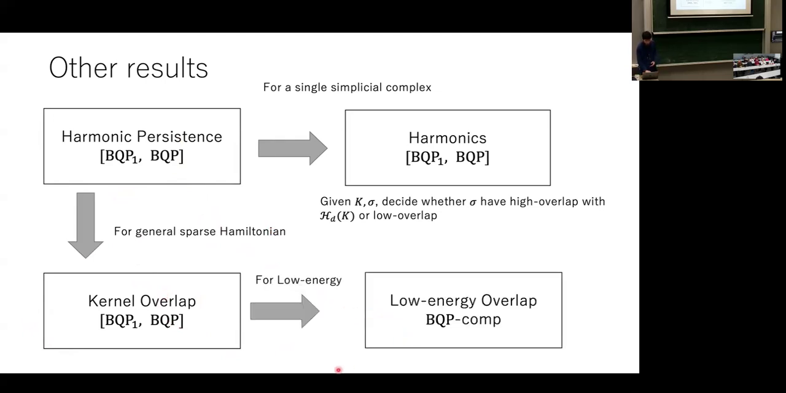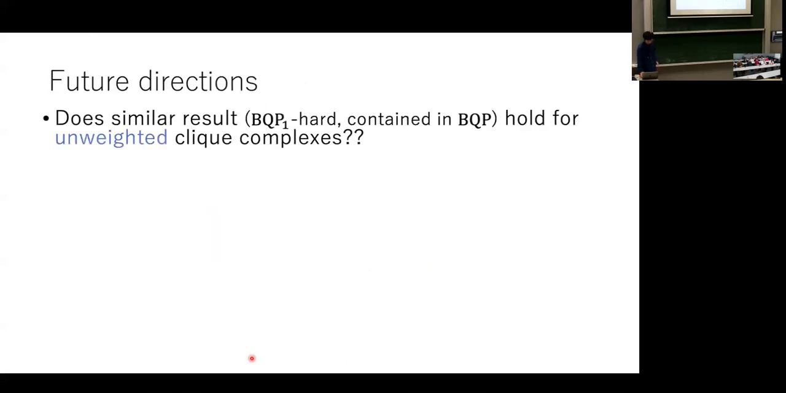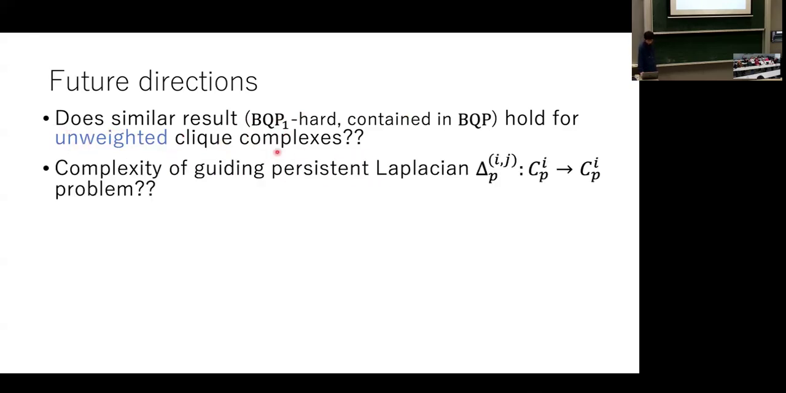And if we generalize this kernel to a low energy overlap problem, the complexity becomes lower. So we also study those kinds of problems. As future directions, our results are only shown to hold for weighted complexes, but we conjecture that a similar result may hold for unweighted complexes. So can we show this?